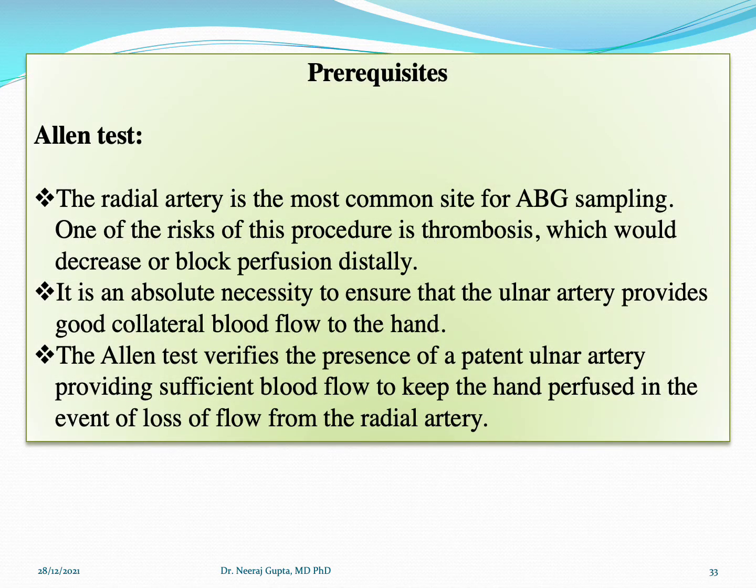Let's see the prerequisites for doing ABG sampling. So this is the Allen test. The radial artery is the most common site for ABG sampling. One of the risks of this procedure is thrombosis, which could decrease or block perfusion distally. So it is an absolute necessity to ensure that the ulnar artery provides good collateral blood flow to the hand. The Allen test verifies the presence of a patent ulnar artery, which will provide sufficient blood flow to the hand and keep it perfused in the event of loss of flow from the radial artery.